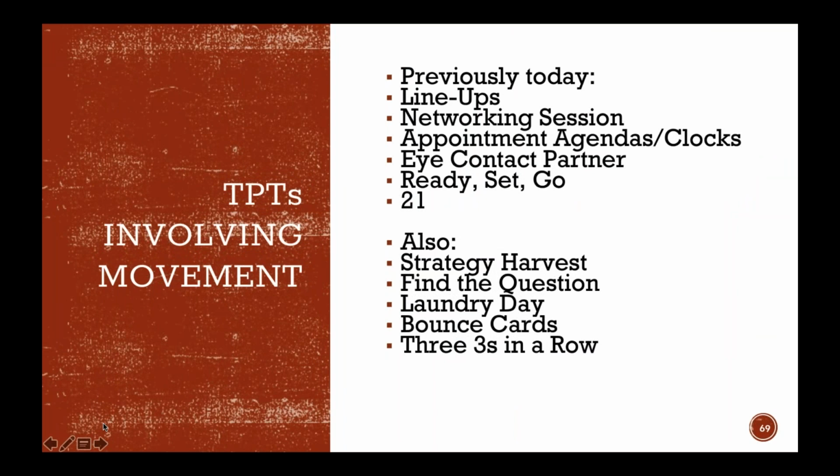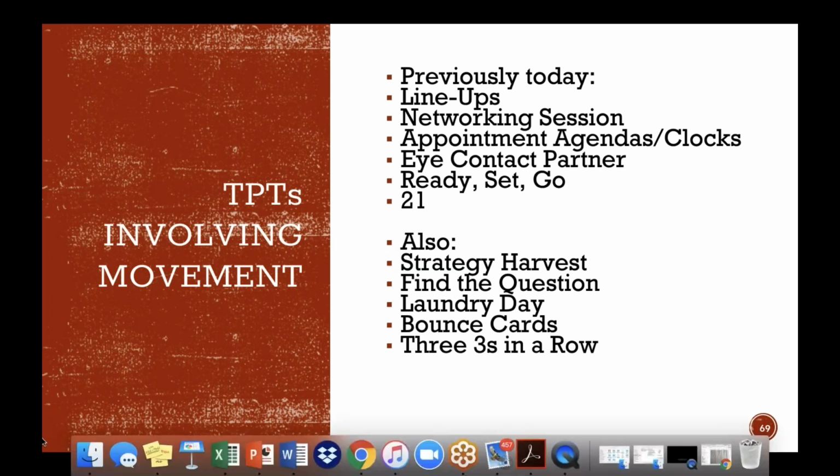TPTs involving movement. Previously in our time together, we've talked about lineups. We've talked about networking sessions or 7-Eleven conversations. We've talked about appointments, that was like clock buddies. We've talked about contact partners. We've talked about 3 to get ready. And we've talked about 21. Other things to consider are strategy harvest, find a question, bounce cards, and three threes in a row.